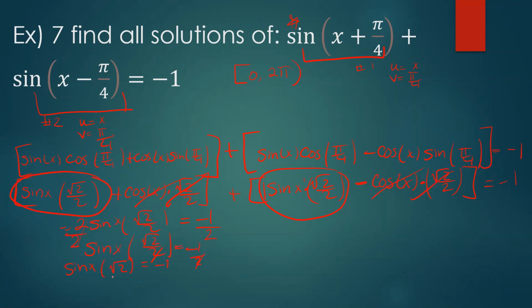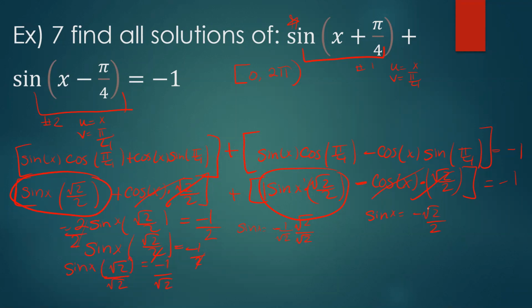And then let's get rid of this radical 2 by dividing both sides by radical 2. So you get sine of x equals -1 over radical 2. But you know you can't have a radical in the denominator, so rationalize by multiplying top and bottom by radical 2. So you get sine of x equals negative radical 2 over 2. And then you could stop here.